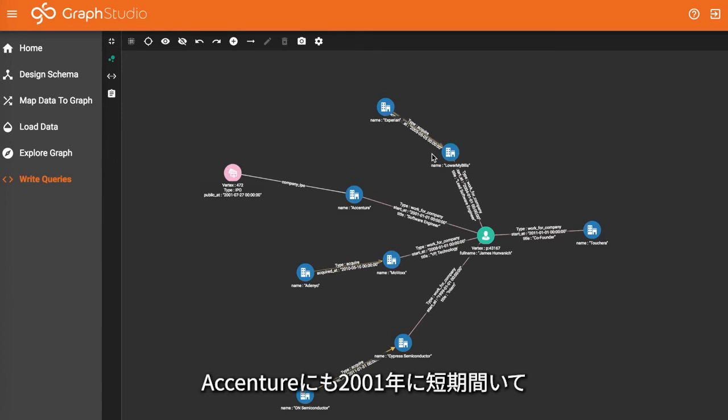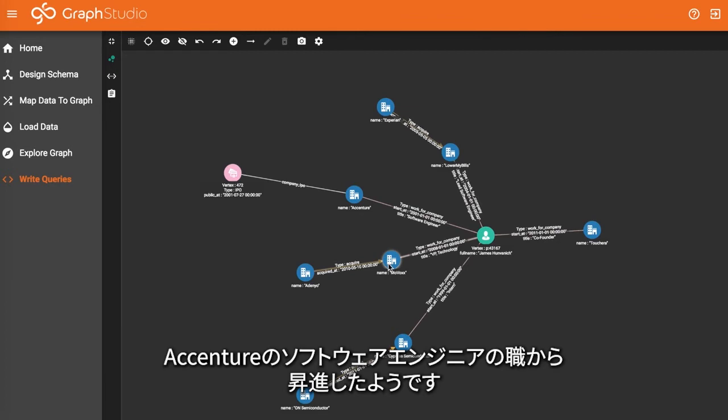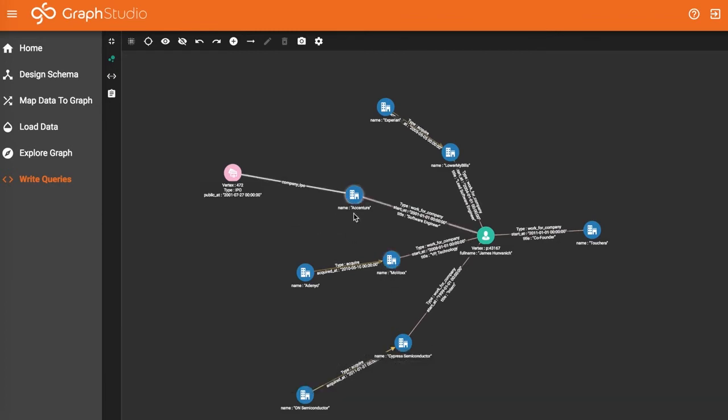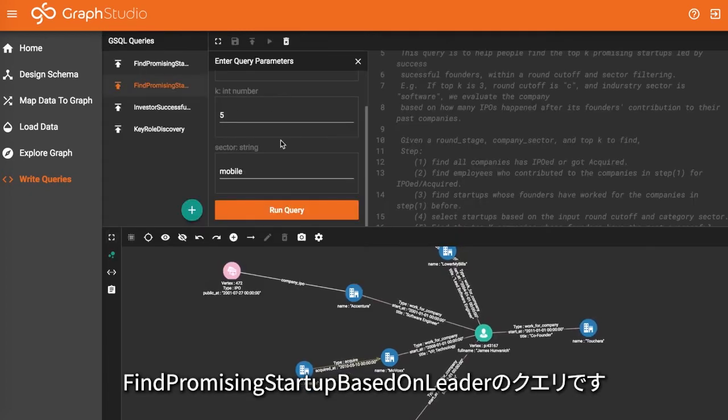He also worked for Accenture for a short time in 2001, and Movox, he was a VP of Technology in 2008. So he moved up from software engineer at Accenture. So that is the Find Promising Startup Based on Leader query.